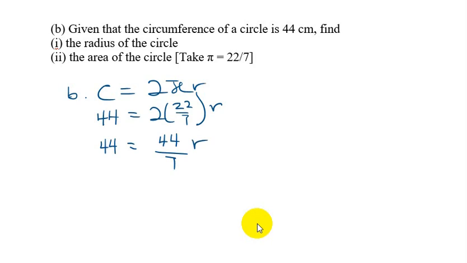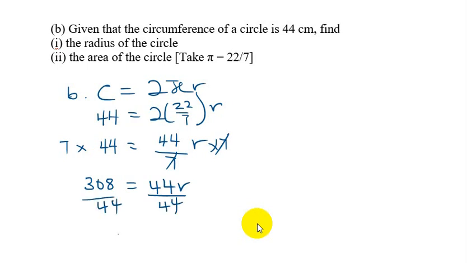Now we want to clear the fraction. We want to cross multiply to clear the fraction. So I multiply here by 7 and I multiply here too by 7. So this 7 and this 7 will go away. So 44 times 7 is going to give us 308 being equal to 44r. So divide here by 44 and divide here by 44. So our radius will be equal to 7 centimeters. So our radius is 7 centimeters.